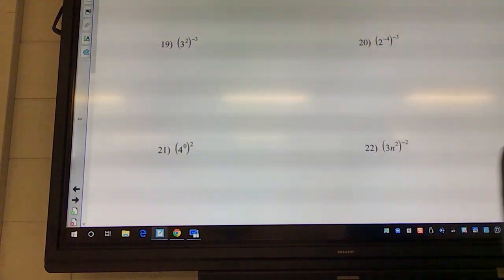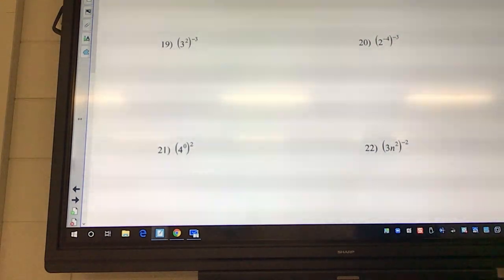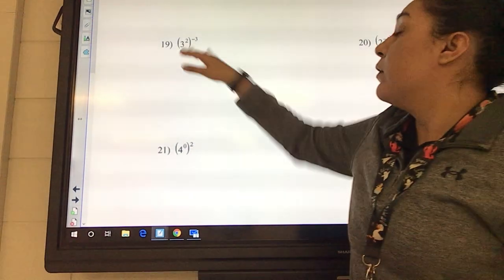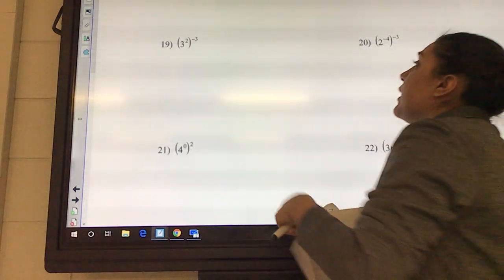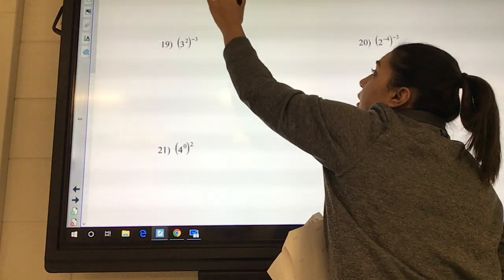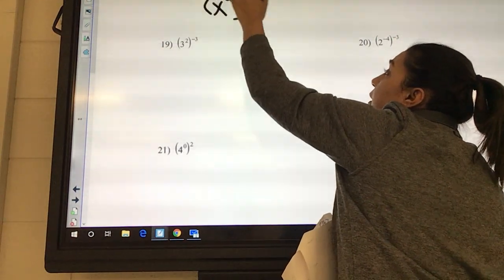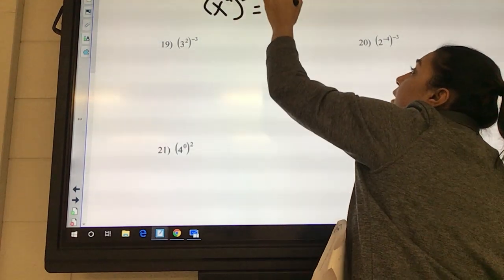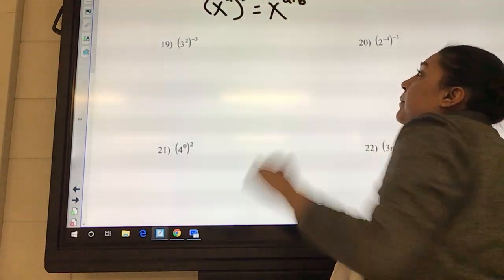Okay, 19. Okay, now, this is the power rule, okay? And so the power rule says that if we have x to the a, to the b, is really x to the a times b.